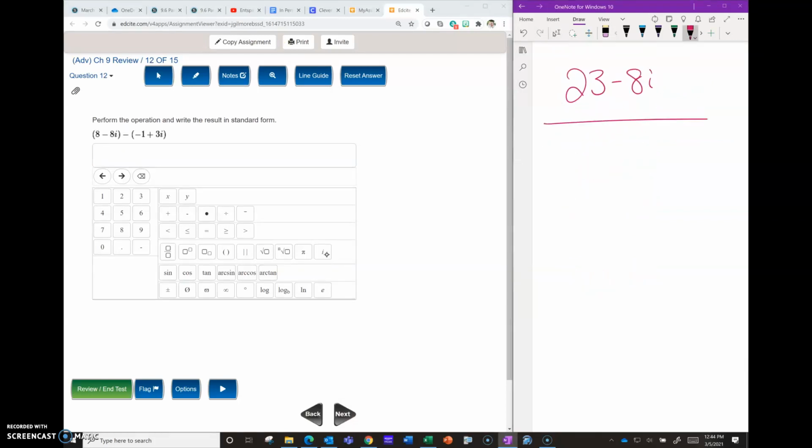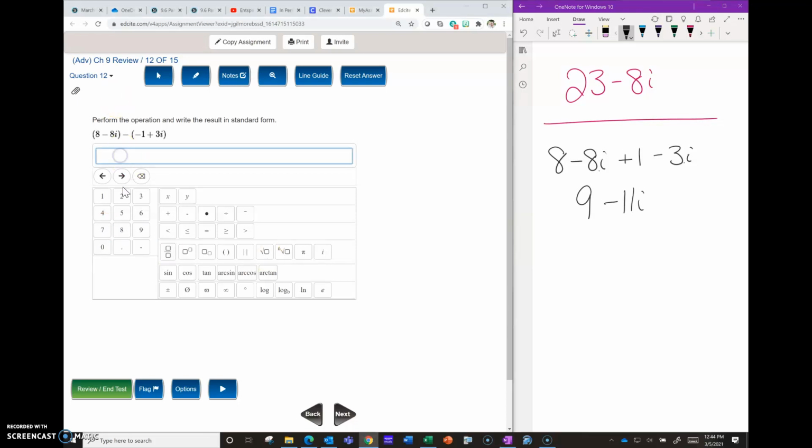When you are subtracting with complex numbers, don't forget that you have to subtract the entire second complex number. So you've got 8 minus 8i minus a negative 1, which is plus 1, minus 3i. You have to distribute that negative. Then combine your like terms. 8 and 1 is 9, negative 8i and negative 3i is negative 11i. So our answer is 9 minus 11i.